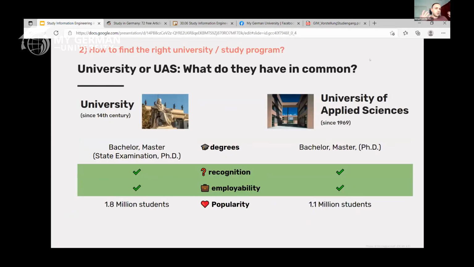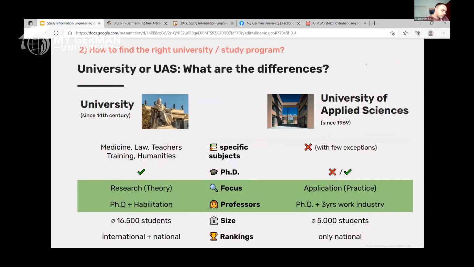Now you will ask a quite logical question: what is the difference between a Universität and a University of Applied Sciences? This is really a good question, and we have definitely answered it. First of all, we used to say before that one of the differences is that universities of applied sciences do not provide PhD programs, but now it's not completely true because some of them really do. That's why we have the cross and tick here.